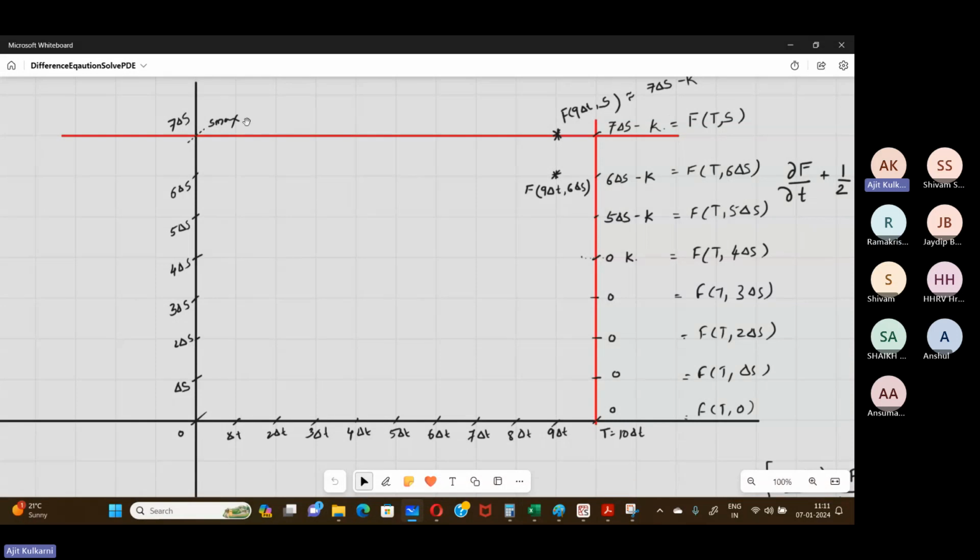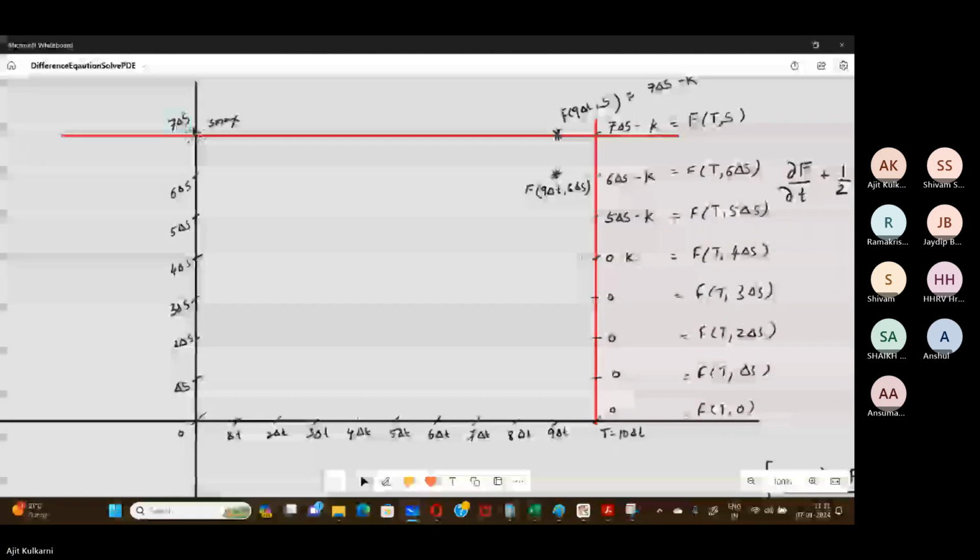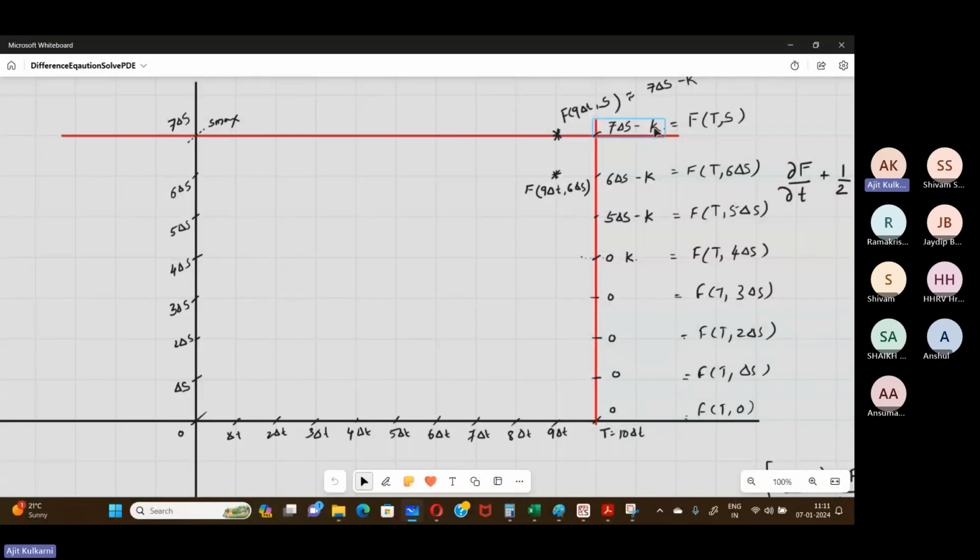The only question is what is the value at this boundary. Since this is at a certain level of s max, so let us say s minus k. Once it has reached a certain value, your time to expiry will not have any impact. So all of these values will be s minus k, right?